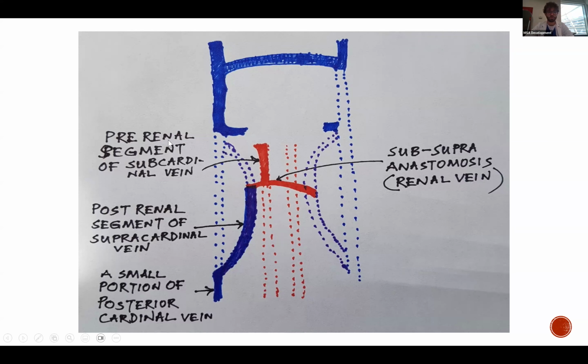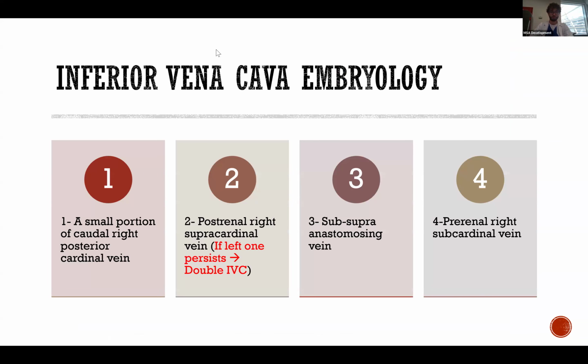The prerenal segment, we call it the subcardinal vein. The postrenal segment, we call it the supracardinal vein. For now, I just want you to get familiar with these. Okay? Four things make up the inferior vena cava: the sub-supra anastomosis, the prerenal segment, which is the subcardinal vein, the postrenal segment, which is the supracardinal vein, and last but not least, the posterior cardinal vein. So as we said, these are the four portions which make up the inferior vena cava.